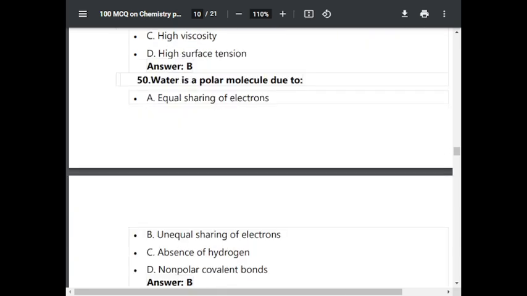Question number 50. Water is a polar molecule due to. Option A equal sharing of electron, option B unequal sharing of electron, option C absence of hydrogen, option D non-polar covalent bond. The correct answer is B, unequal sharing of electron. Water is a polar molecule due to unequal sharing of electron.